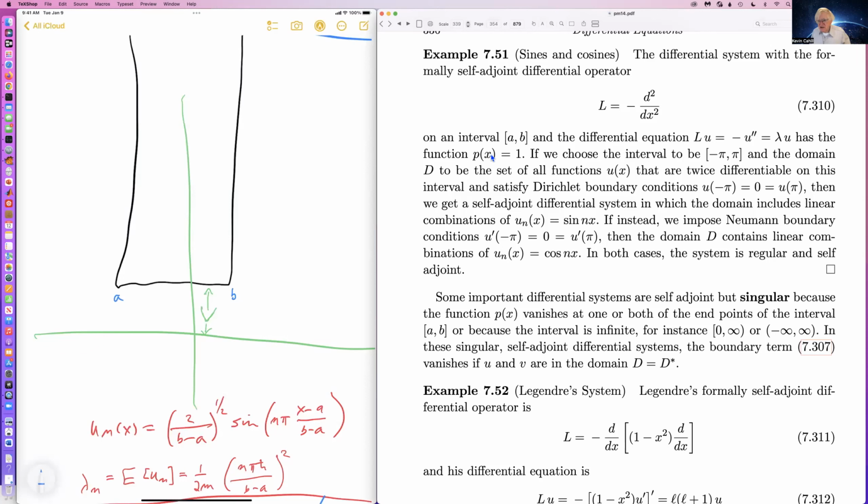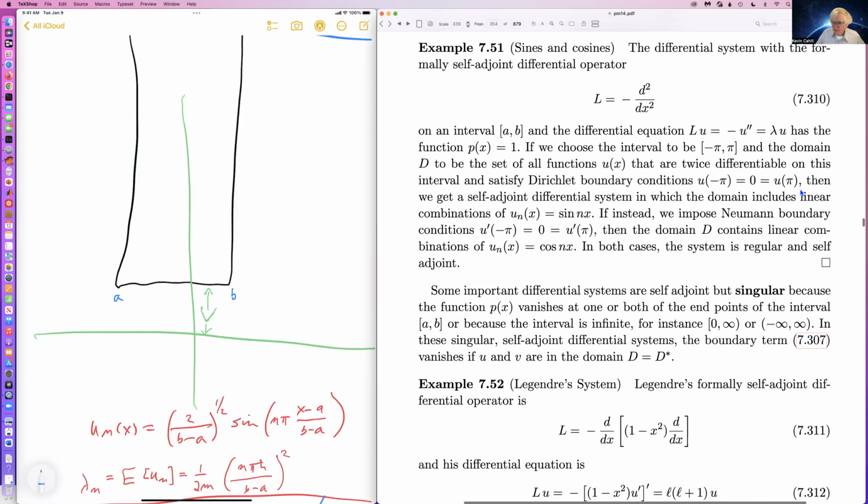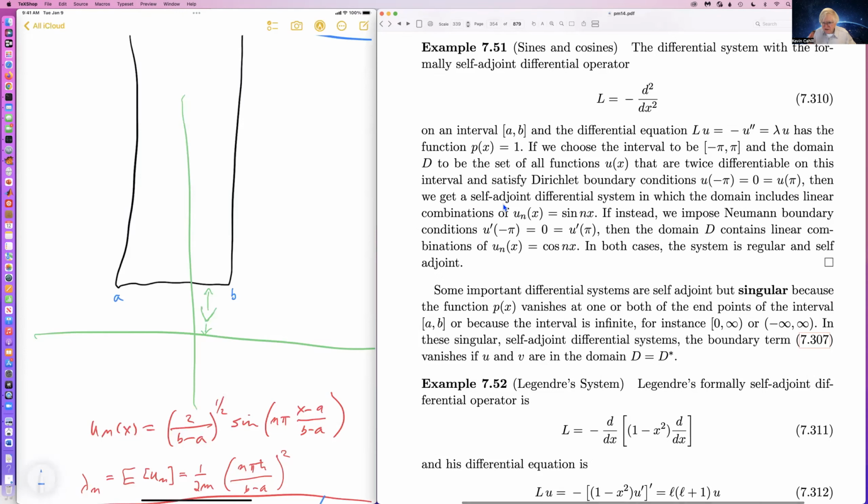The function p is 1. We're going to choose the interval from minus pi to pi just to make things simple. D then is the set of all functions u that are twice differentiable and satisfy the Dirichlet boundary conditions, u of minus pi equals 0 equals u of pi. Then this is a self-adjoint differential system.